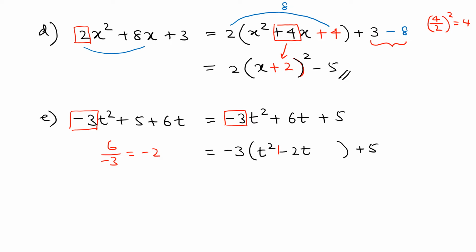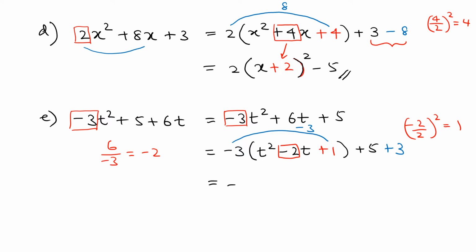You can see the coefficient is -2, so we take the half of it and square it. So it is -2, half of it and squared, which is simply 1. So you add a 1, but when you add a 1, you can see it is not really 1, it is 1 times -3, so that means it is -3. So you add a -3, to cancel that, you add a +3.